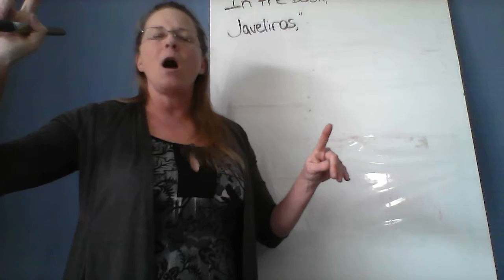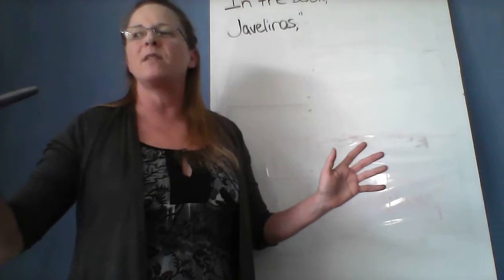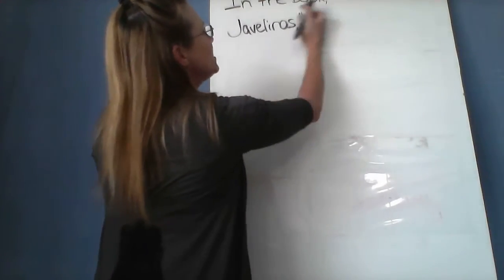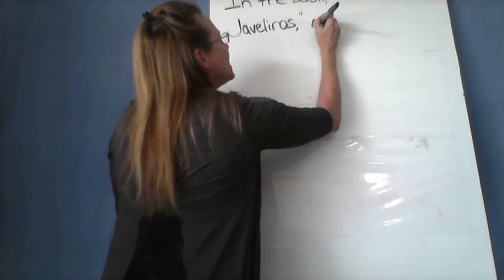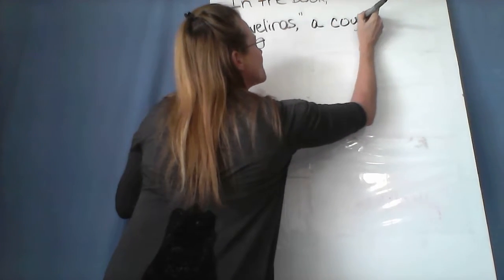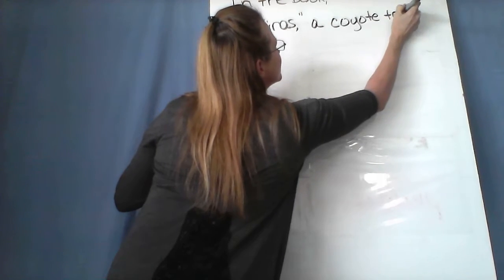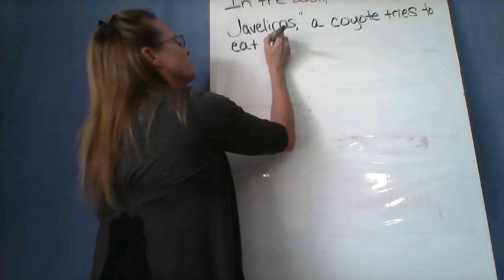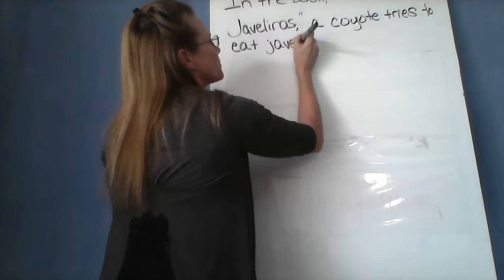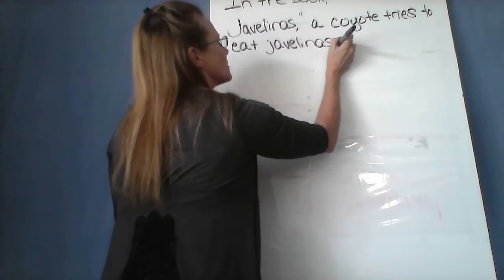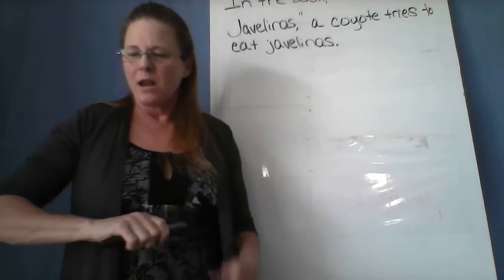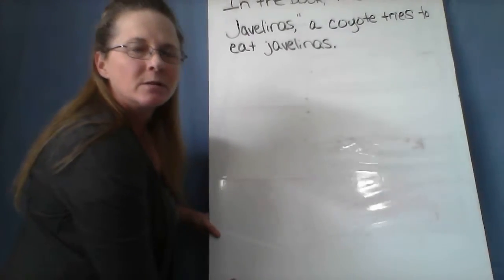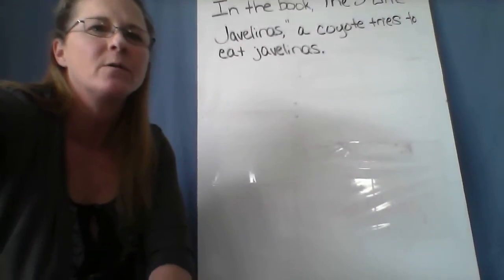Now, what is the one common thing that happens in almost all of the main events of our story? Yes, the coyote tries to eat the javelinas. So in the book, The Three Little Javelinas, a coyote tries to eat the javelinas. Okay, period. All right, now, this is going to be what we call the introduction to our story. Can't read it very well there. Here we go.